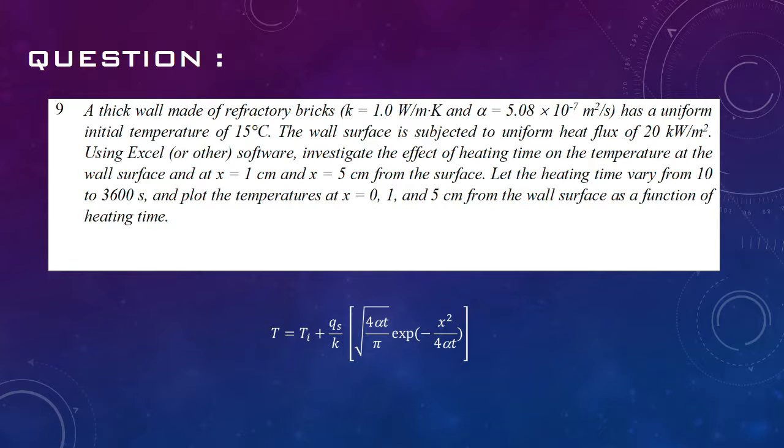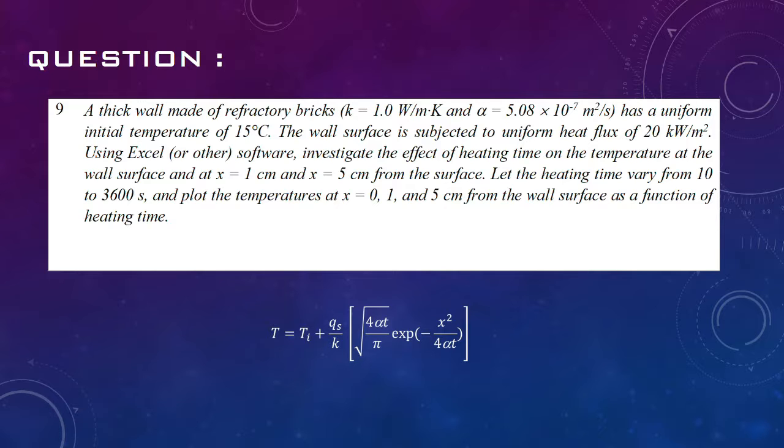Let the heating time vary from 10 seconds to 3600 seconds and plot the temperature at x equals 0 at the surface, and at x equals 1 and 5 cm from the wall surface, as a function of heating time. For this question, we use the equation T equals T initial plus Qs over K, which is the thermal conductivity, times the bracket of the square root of 4 alpha t over pi, times the exponent of negative x squared over 4 alpha t.